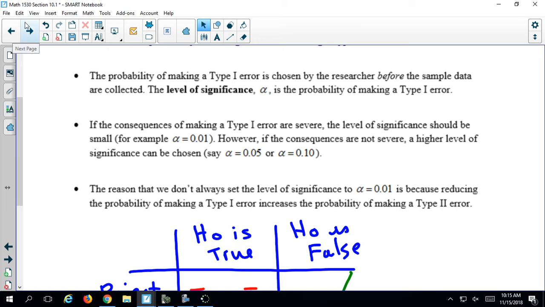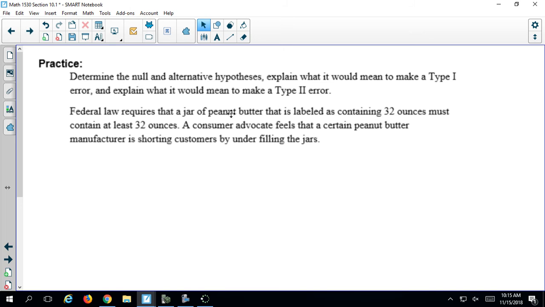So let's look at an example. What does it mean to make these errors? So this says determine the null and alternative hypotheses, explain what it would mean to make a type 1 error, and explain what it would mean to make a type 2 error. So this says federal law requires that a jar of peanut butter that is labeled as containing 32 ounces must contain at least 32 ounces. A consumer advocate feels that a certain peanut butter manufacturer is shorting customers by underfilling the jars.